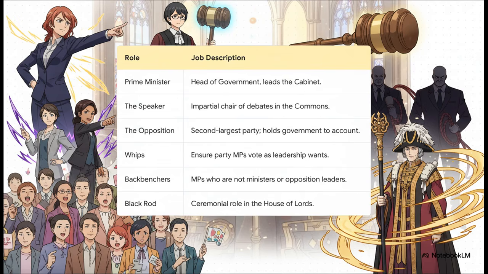Okay, let's zoom in a bit on Parliament. It might look like just a load of people shouting, but everyone has a very specific job to do. You've got the Prime Minister, of course, running the show. The Speaker acts like a referee, keeping debates in order. The opposition's job is to challenge everything the government does. You have whips, who are basically the party's team managers, making sure their MPs vote the right way. And then there are the backbenchers, the MPs who aren't in government but are there to represent their local areas. There are even cool ceremonial roles, like Black Rod.